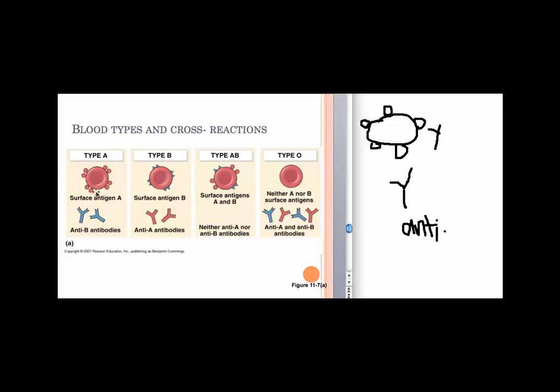Let's say this is a type A blood type, meaning that they have the spherical structure on the surface that symbolizes an A antigen. Somebody who has type B blood is going to have these pointed structures on the surface of their blood. And somebody who has type AB has both of these structures. If you are type O, you lack both of these structures on your surface, meaning you have neither of them.